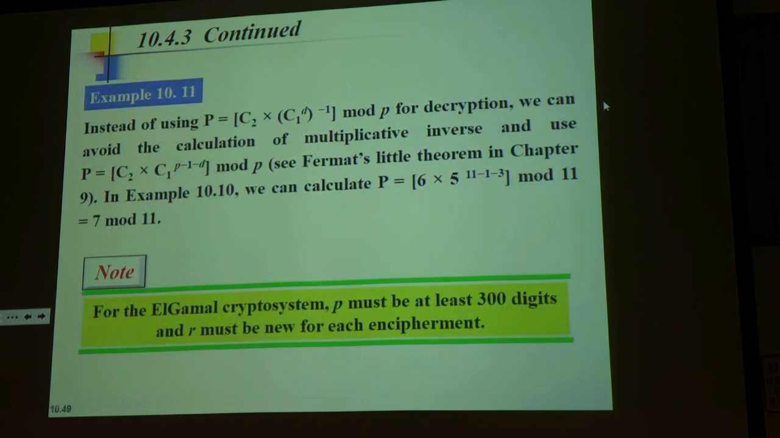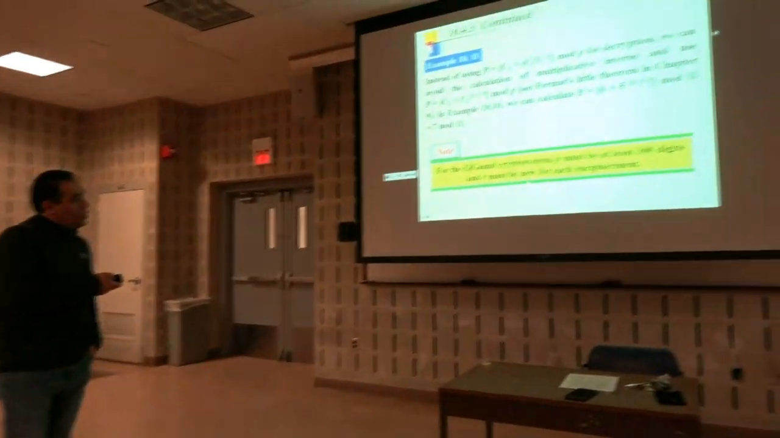So instead of using P equals C2 times C1 to the power D inverse mod P for decryption, we can avoid the calculation of the multiplicative inverse and use C2 times C1 to the power P minus 1 minus D mod P. This is from Fermat's little theorem we explained in chapter 9. You could use this format or that format, and it will give you the same result. So for the Al-Jamal cryptosystem, P must be at least 300 digits. That answers your question. And R must be new for each ciphertext.